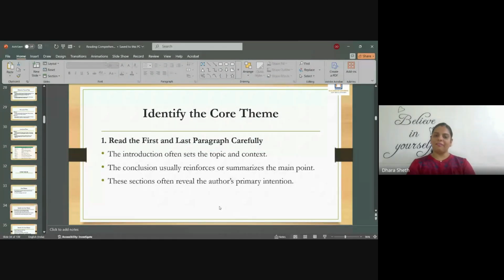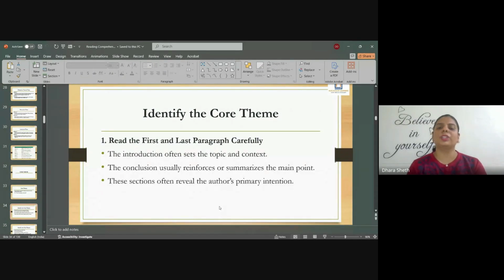So how do you identify it? Read the first and the last paragraph carefully. So in our case, read the first 4 lines and the last 4 lines carefully. The introduction often sets the topic and context. In the first 2 sentences, usually, unless it's an author who is very great at words and going in a roundabout manner, you will be able to understand what the author wants to talk about. What's the topic? What's the context?